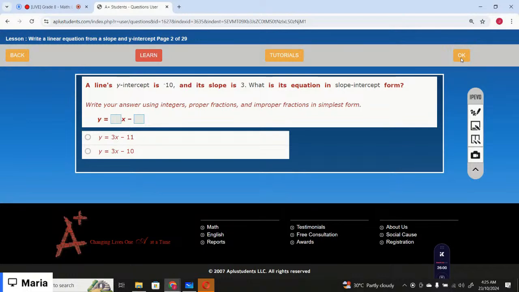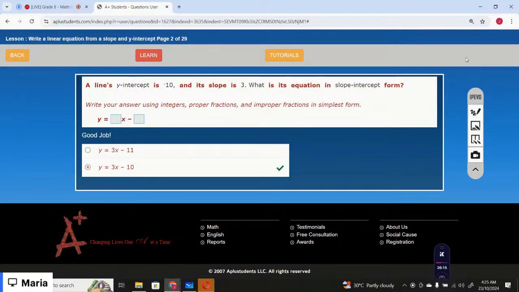So that is y equals 3x minus 10 because you are given the slope is 3. So you need to write this in the form y equals mx plus b. So m is 3 and b is negative 10. Y equals 3x minus 10.